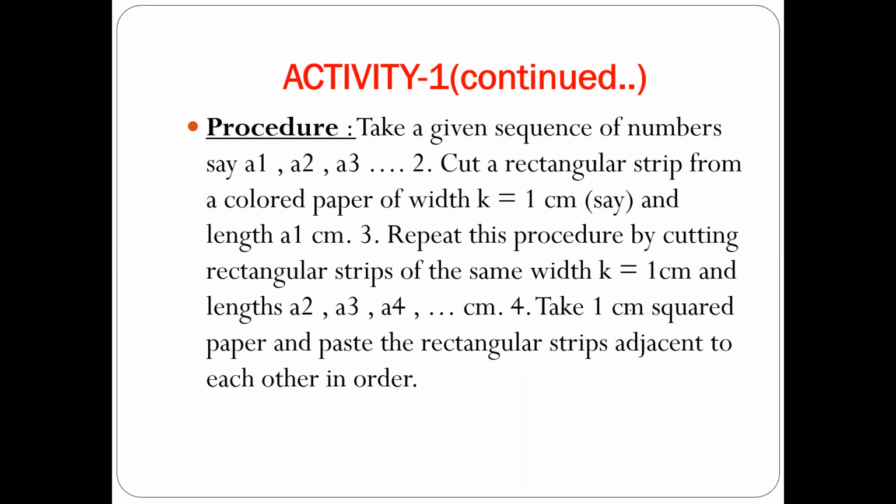Second step, cut a rectangular strip from a color paper of width 1 centimeter and length A1. Repeat this procedure by cutting rectangular strips of the same width, 1 centimeter, and lengths A2, A3, A4. Fourth, take one square paper and place the rectangular strips adjacent to it in order.